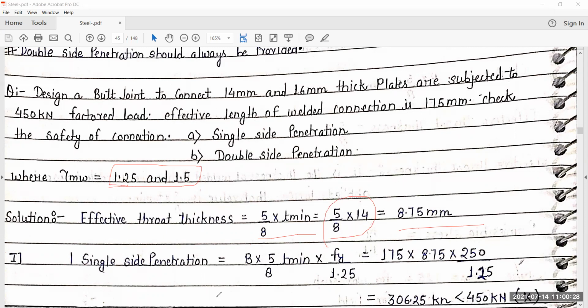So for single side penetration, I will take 1.25 and 1.5. You take B into 5/8 T minimum into Fy upon 1.25, equal to 125 into 8.75 into 50 upon 1.25. Okay, this is the result we are getting.